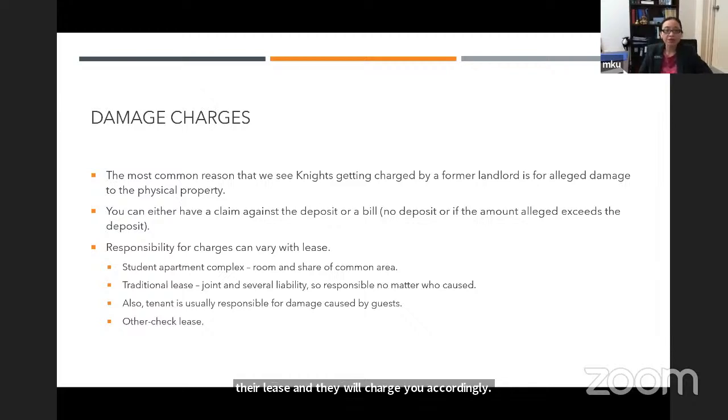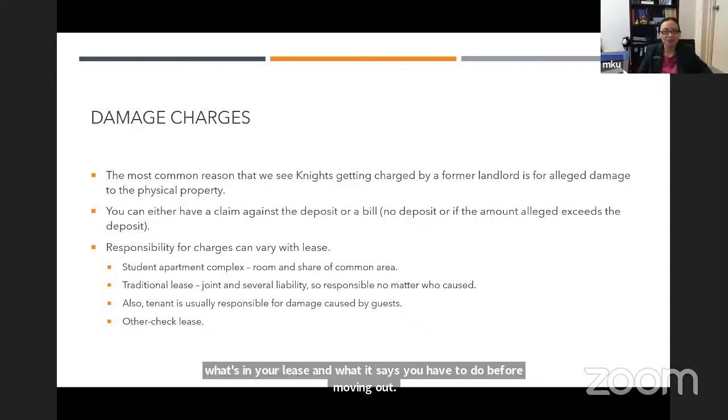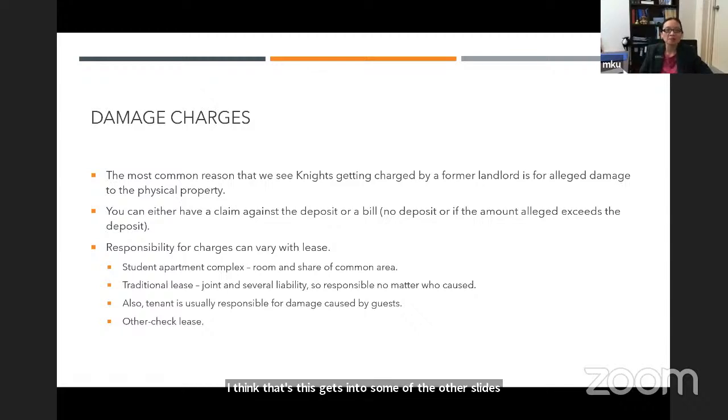So again, those are things to be aware of, ideally when you first sign the lease, but certainly before you move out, you need to go back, take a look at what's in your lease and what it says you have to do before moving out. I think this gets into some of the other slides, Jamie, for some of the tips we're going to give you. But we're trying to give you some good information to avoid being in the hole where you're owing money or you're not getting a deposit back.